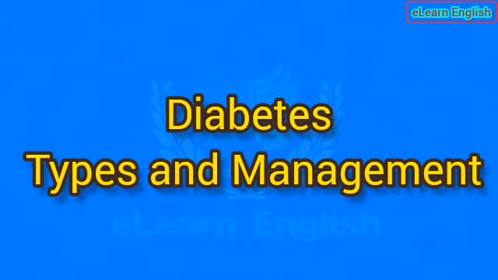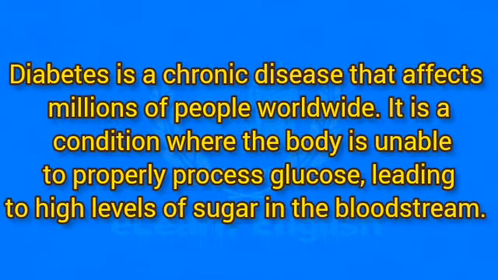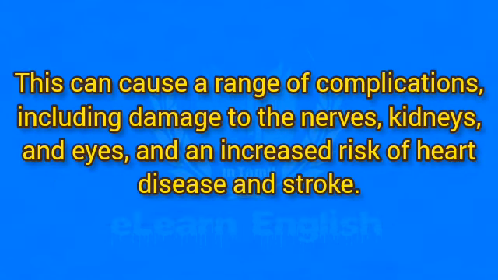Diabetes: Types and Management. Diabetes is a chronic disease that affects millions of people worldwide. It is a condition where the body is unable to properly process glucose, leading to high levels of sugar in the bloodstream. This can cause a range of complications, including damage to the nerves, kidneys, and eyes, and an increased risk of heart disease and stroke.